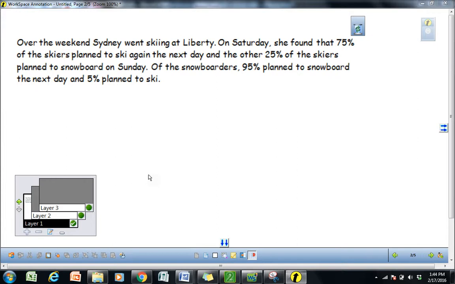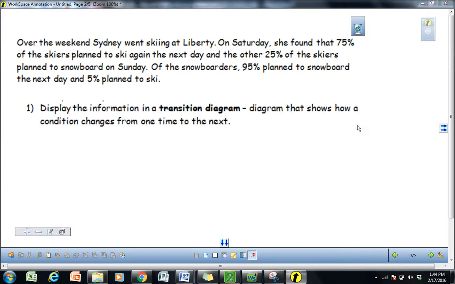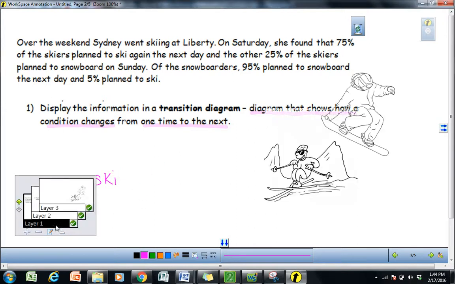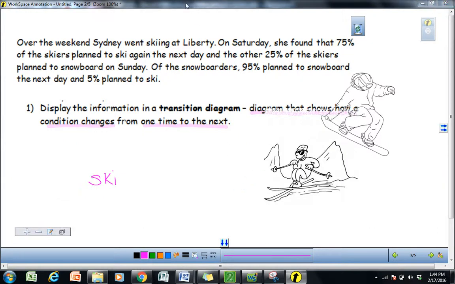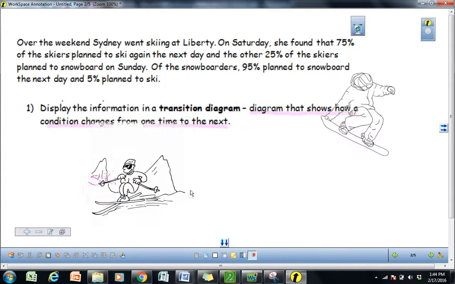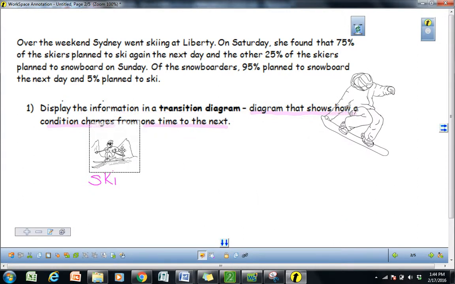So, the first question we need to do is display this information in a transition matrix. A transition matrix is a diagram that shows how a condition changes from one time to the next time. So I'm going to start with our skiers, and let's make skiers pink. Out of our skiers, 75% plan to ski the next day.